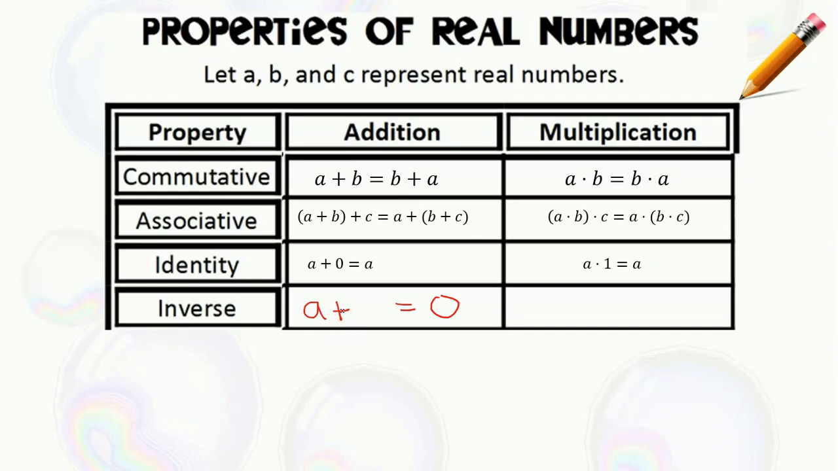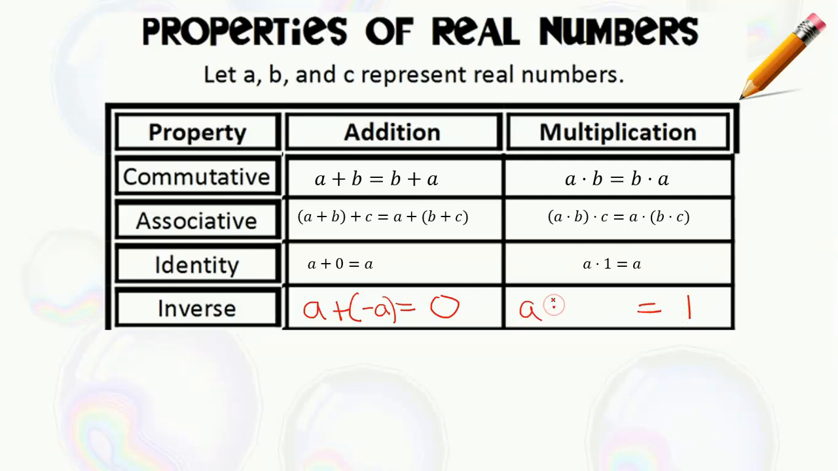I can add the opposite of A, right? So I can add negative A. A minus A, that's 0, right? If I had 3 and I take away 3, I get 0. Same thing for multiplication. I need to get the identity.